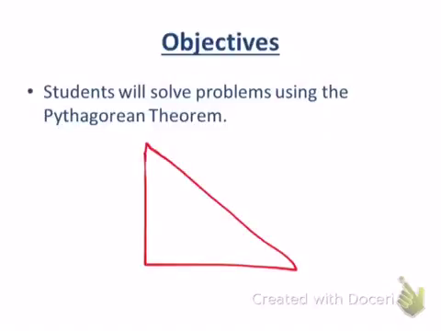Now, generally speaking, in a right triangle, we're going to be labeled A, B, and C, where C is the right angle, and then the sides opposite the angles will have the lowercase letters a, b, and c.